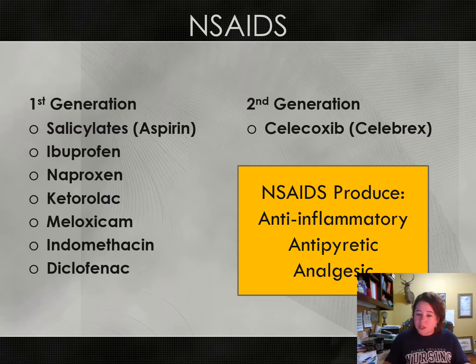NSAIDs. So NSAIDs are our non-steroidal anti-inflammatory drugs. They come in a first generation and a second generation. The cool thing about these drugs is that they are anti-inflammatory, antipyretic, and of course they're also an analgesic.